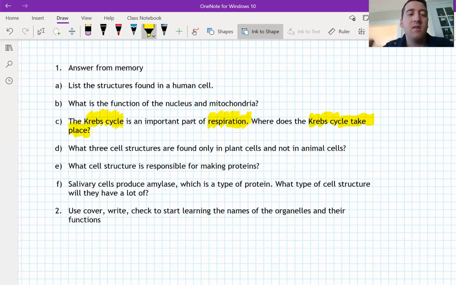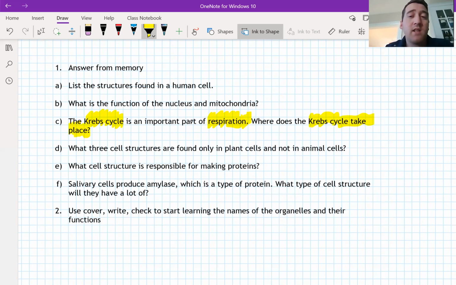It was challenging. D, what are 3 structures found only in plant cells and not in animal cells? Okay, those 3 would be the cell wall, the chloroplasts, and the vacuole. So check your answer. That's what you should have. If not, write them down.